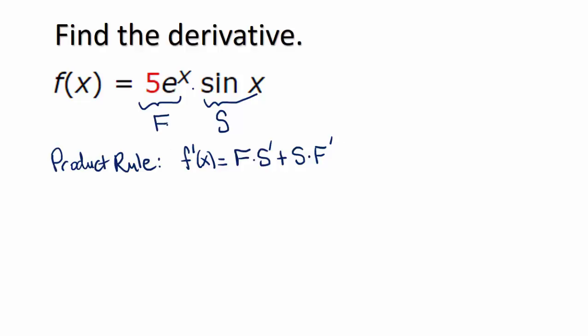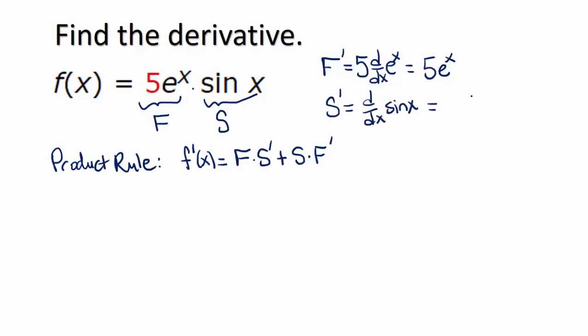So let's go ahead and find what capital F prime, the derivative of the first function, would be. 5 times e to the x. Well, the coefficient 5 stays the same, and we want to differentiate e to the x, but that's just e to the x. So we have 5e to the x for the derivative of the first. The derivative of the second is the derivative of sine of x, and the derivative of sine x is cosine x. So let's plug into our product rule.